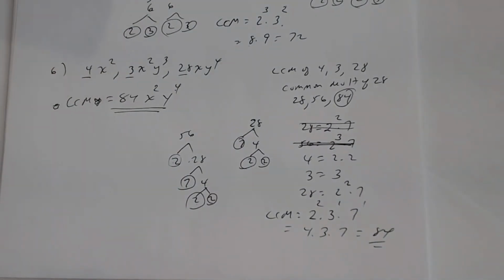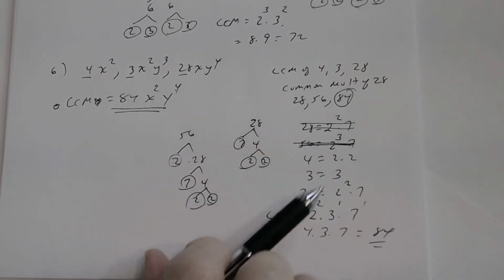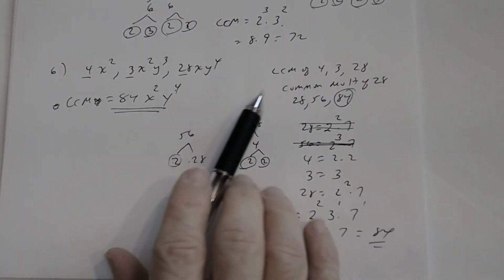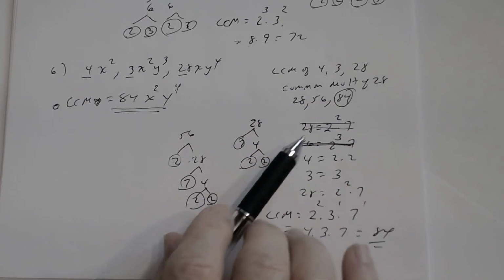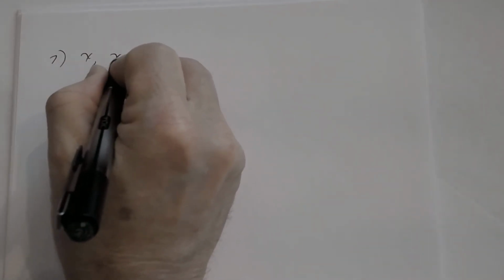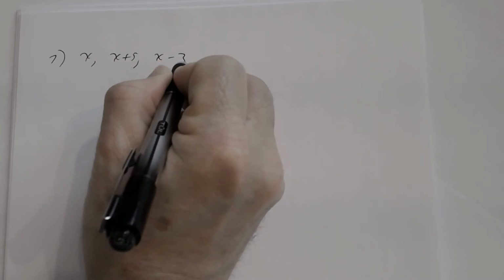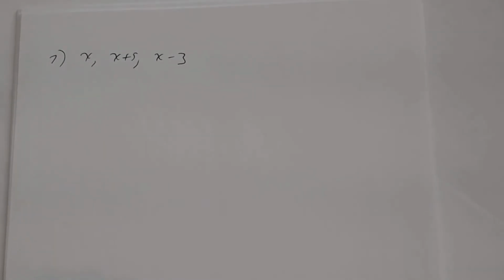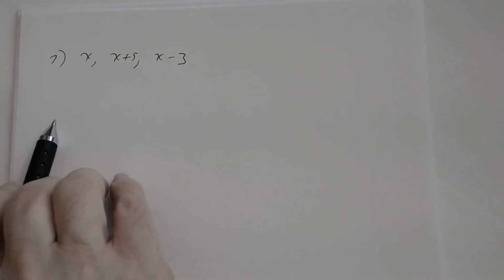Okay? All right. So you can get it either by doing it this way or by looking at your prime factorization of 4, 3, and 28 and then going from there. All right, so it's not that bad. Fairly easy to deal with. Okay, number 7. Number 7, you have x, comma, x plus 5, comma, x minus 3. So it is possible when we talk about adding and subtracting fractions where you could have these as your denominators.